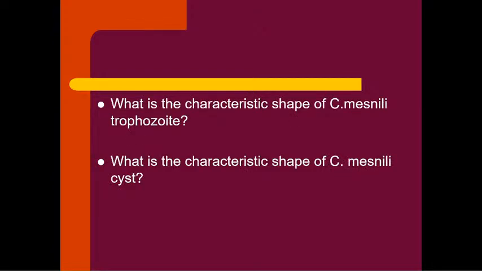Anyway, what is the characteristic shape of Chilomastix mesnili trophozoite? So Chilomastix is a trophozoite that has a lemon shape or a pear shape. We could say a pear shaped trophozoite, and the cyst has a lemon shaped, lemon or nipple shaped cyst.